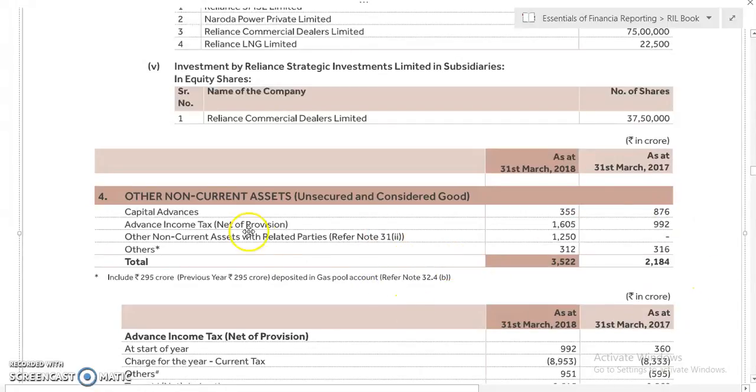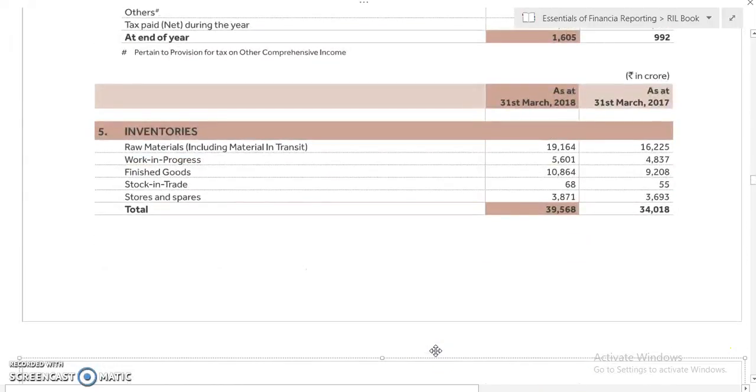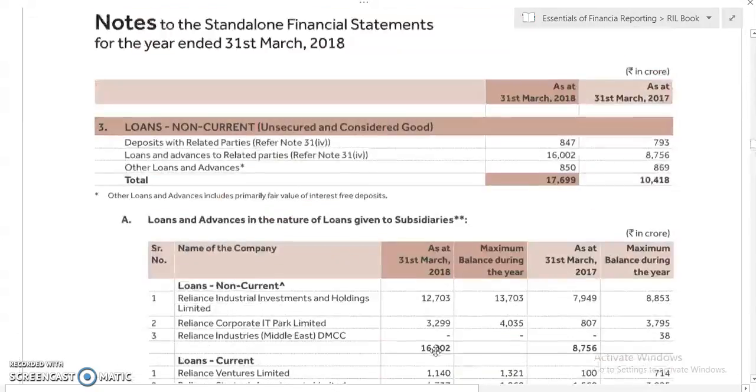Now advance income tax also is broken down into more details on how much it was at the beginning of the year, how much tax they paid this year, and then they paid more money for this year. So the net balance is how much. So this is how we need to see the details of the balance sheet.